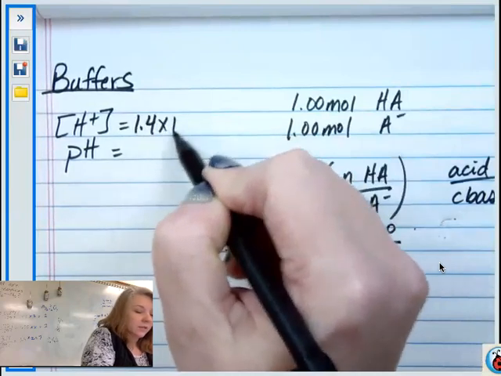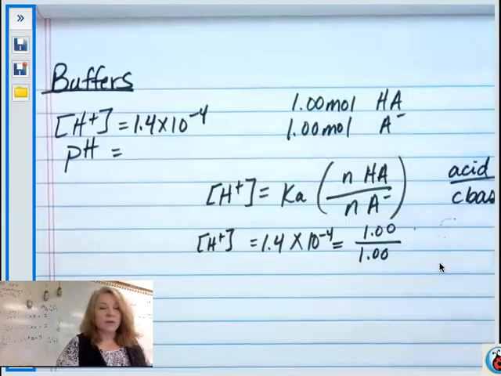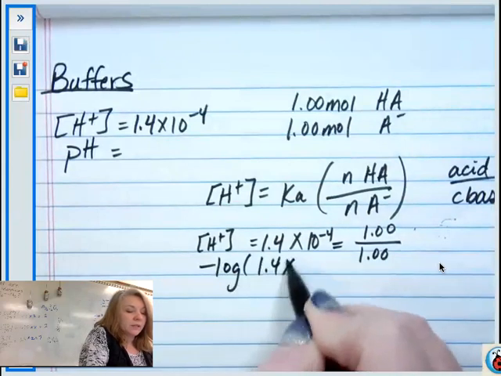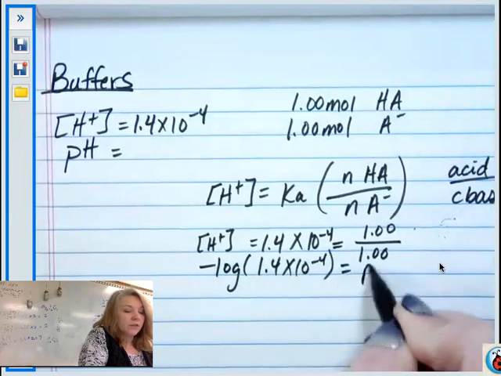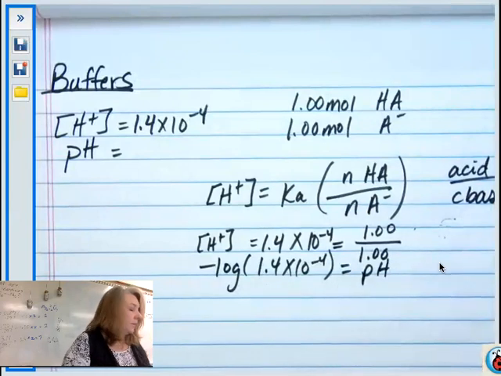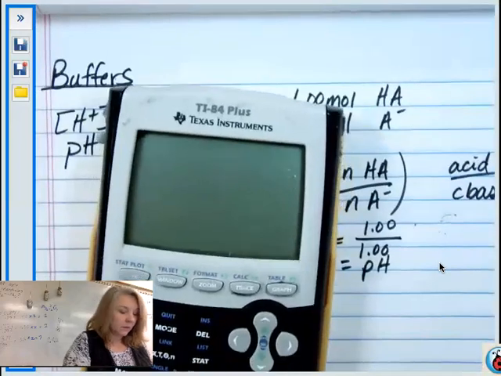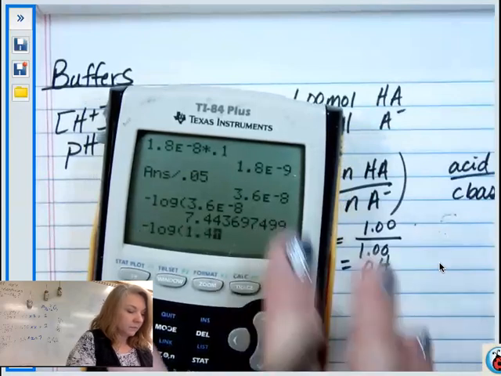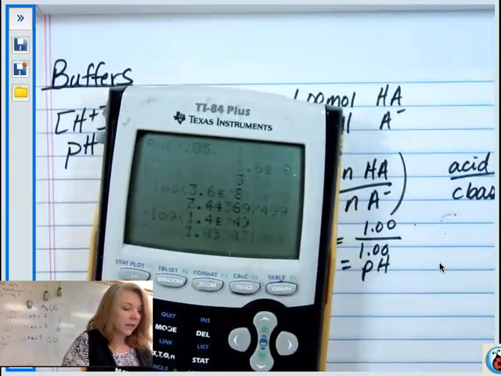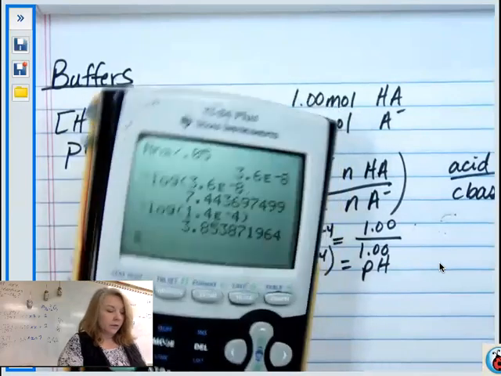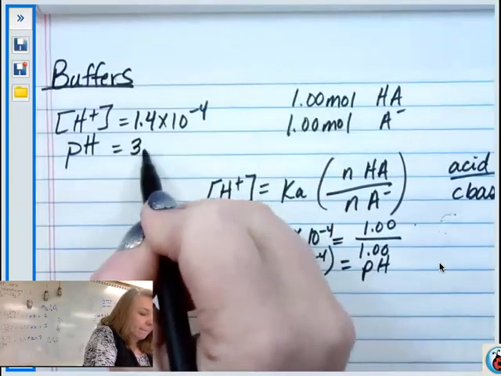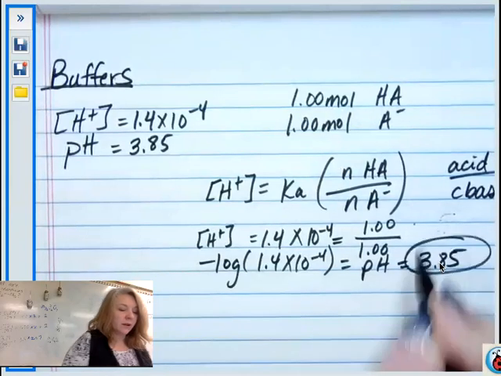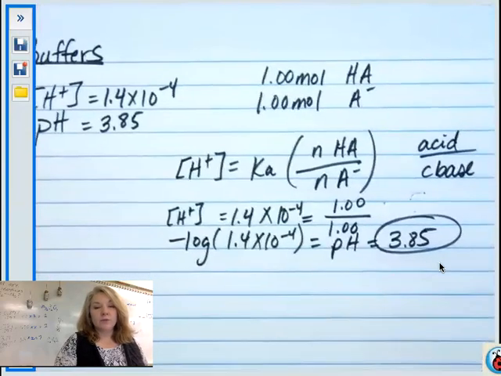So 1.4 times 10 to the negative 4th. And if I want to find the pH of that, I'm going to plug that into my negative log. It's the negative log of 1.4 times 10 to the negative 4th is equal to pH. And when I plug it in, let's do that real quickly. Okay, and I get 3.85 for the pH. And so that is the pH of our buffered solution.